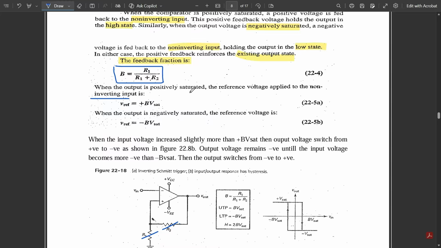So for the reference voltage, when it is positively saturated, it is applied to the non-inverting input. So V reference would be plus beta times V saturation. Whereas when the output is negatively saturated, the reference voltage is given to the inverting input, and it is mentioned as V reference equals minus beta V saturation. Okay, so these many things you need to know.